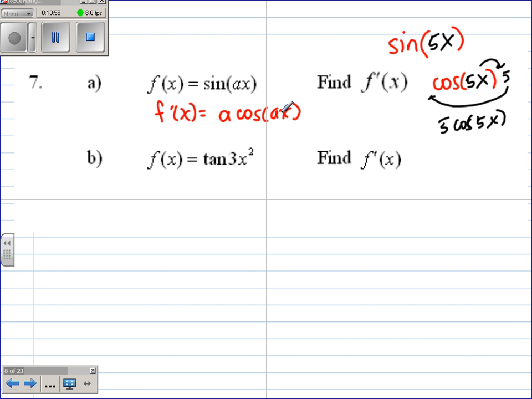Same idea here, just generally, what is it? F prime of x for tangent, the outside is tangent, so it's secant squared of 3x squared. Don't chew the chocolate. Then times the derivative of this, which is 6x. That's the chain rule.